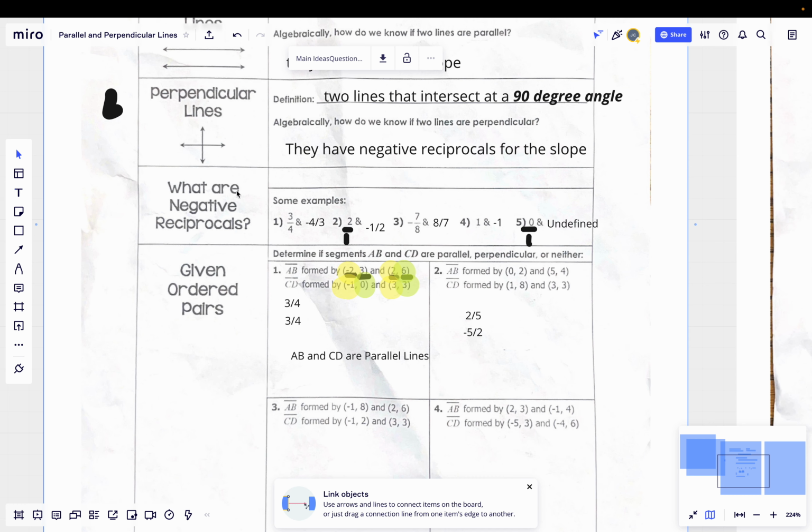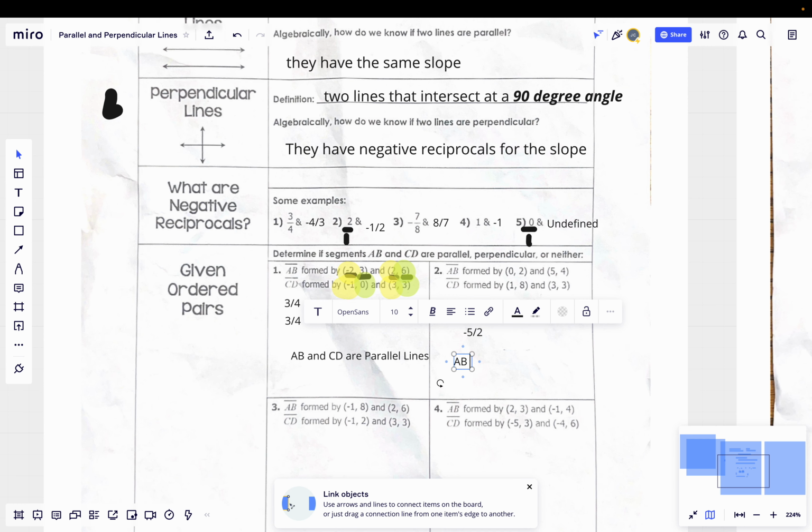If you need help to brush up, you can always go back to that section in the video. They're the opposites completely because they have a negative and the numbers are flipped. So we can say that these are perpendicular. So we'll put AB and CD are perpendicular.